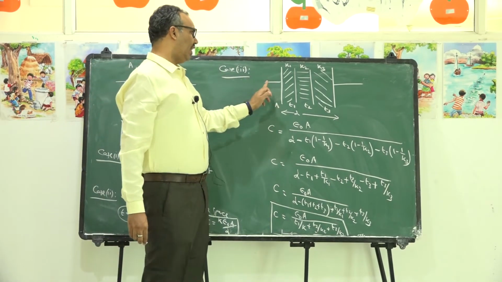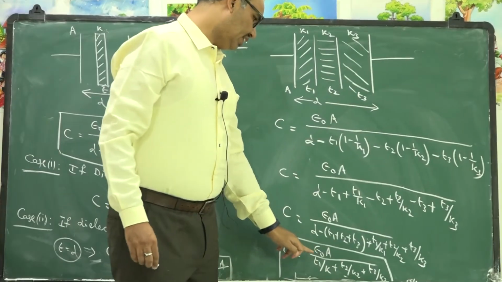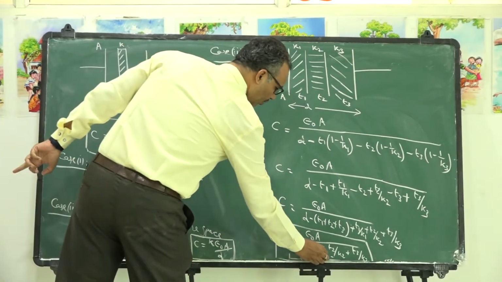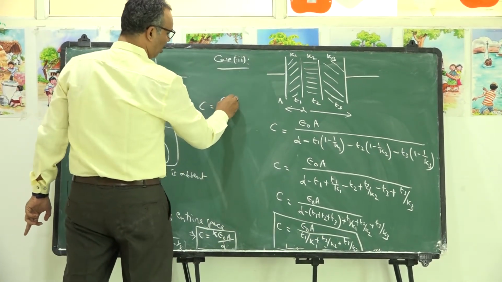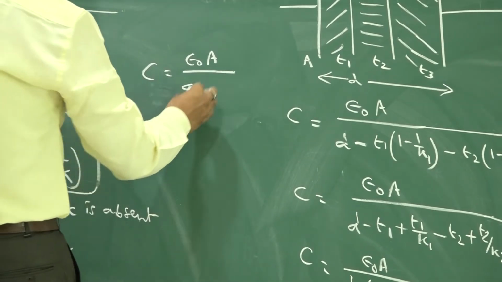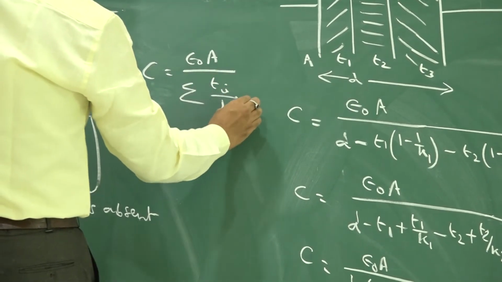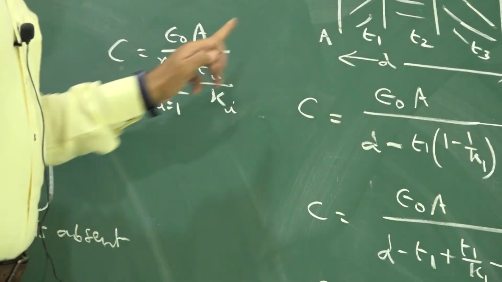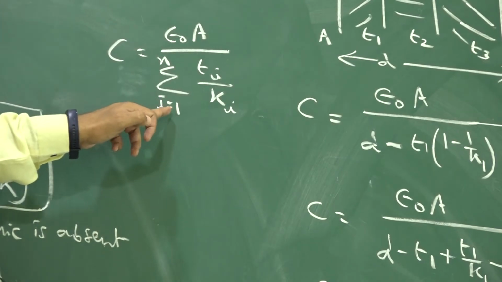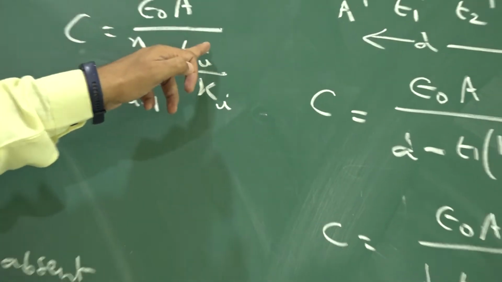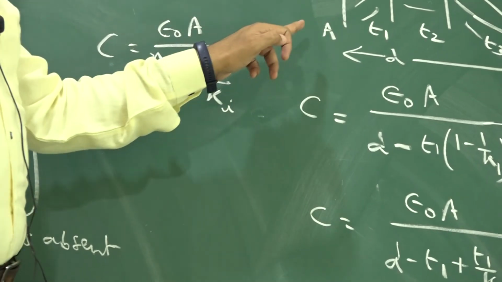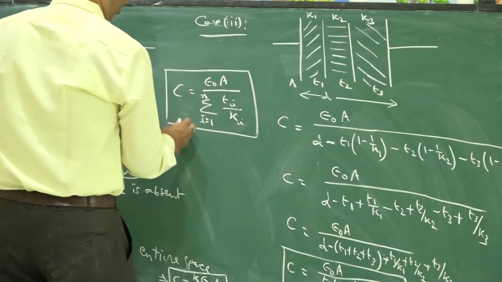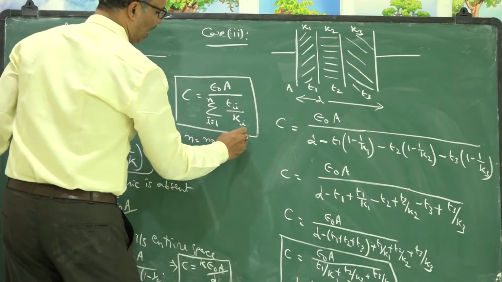In the third case, the entire space is filled with 3 different dielectrics. In that case, this is the general formula. Or you can write C = ε₀A / Σ(Ti/Ki), with i = 1 to n. Here n means the number of dielectrics. 3 dielectrics are there, so i varies from 1 to 3: T1/K1 + T2/K2 + T3/K3. If n dielectrics are there, you can also use this formula, where n is the number of dielectric slabs.